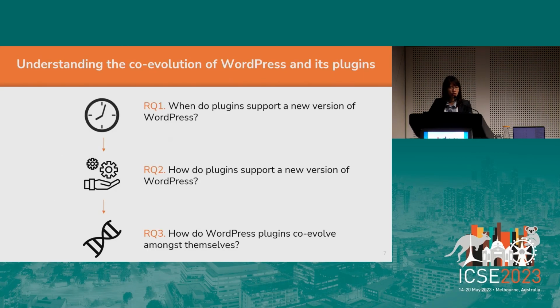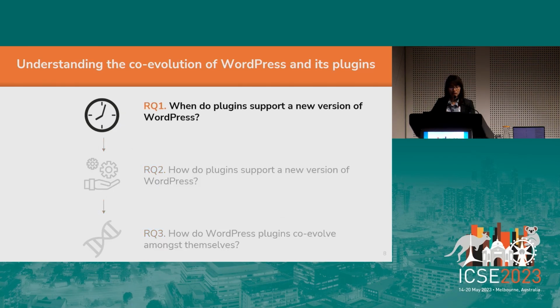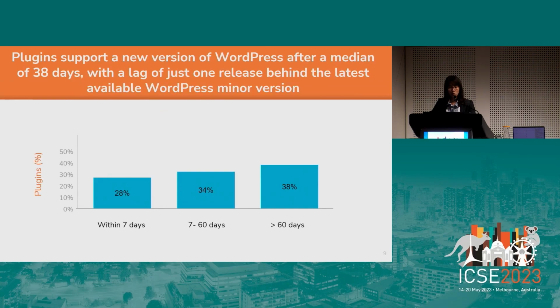So we study the co-evolution of the WordPress platform and its plugins by the following three research questions. So when do plugins support a new version of WordPress, and how do they support a new version of WordPress? And also how do these plugins co-evolve together? And so for when do plugins support, we observe that plugins support a new version of WordPress after a median of 38 days, and with a lag of just one release behind the latest available version of WordPress.